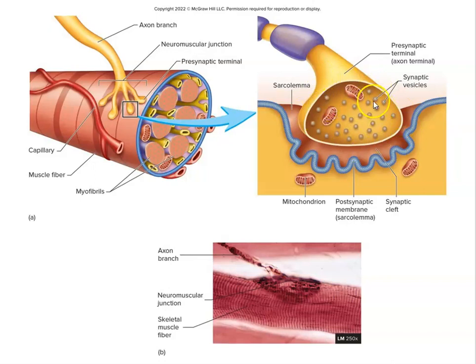And within it, there's all these little synaptic vesicles that carry acetylcholine. These will fuse with the cell membrane here, dump out the acetylcholine, which will diffuse on over the cleft, and bind to receptors here at the postsynaptic membrane. And from there, an action potential is reestablished and can stimulate the cell to contract.